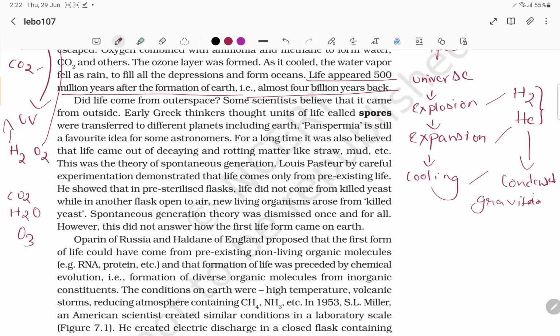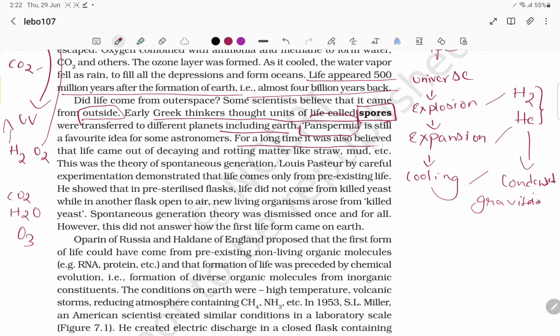Did life come from upper space? Some scientists believe that it came from outside, which means early Greek thinkers thought of units of life called spores. We call this theory panspermia. They transferred into different planets, including the earth. It is still the favorite idea for some astronomers, I don't know why they believe this. They thought life came from space, and that space was dispersing the spores onto all the other planets, including the earth. That's how life got started.